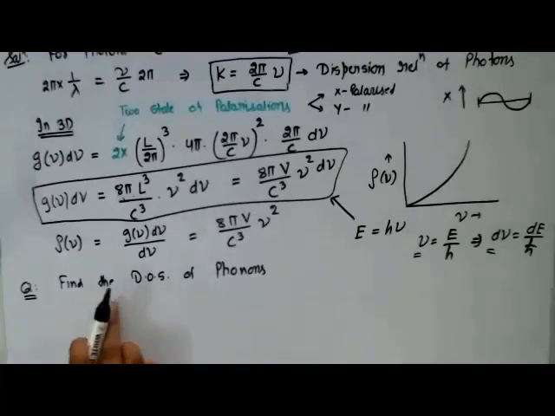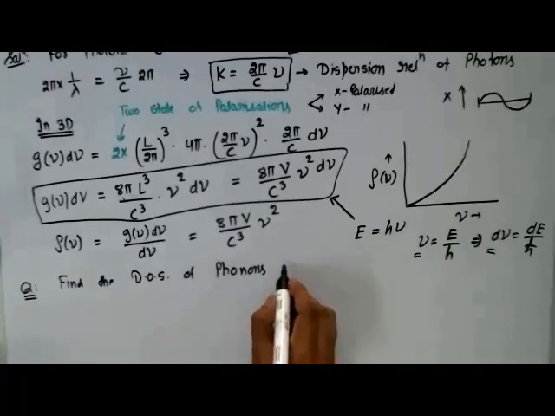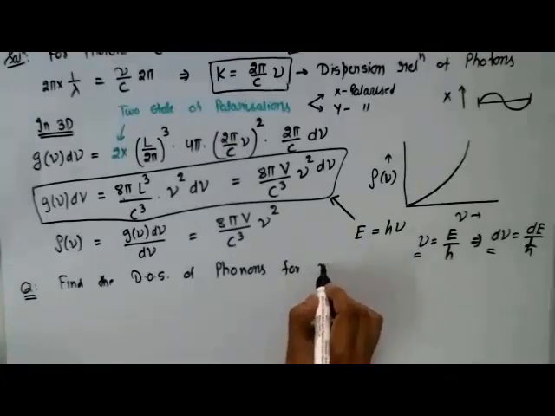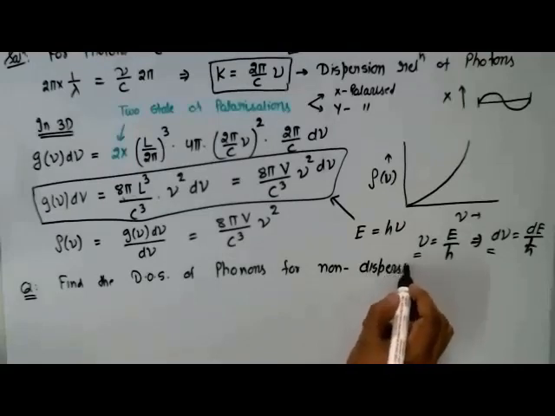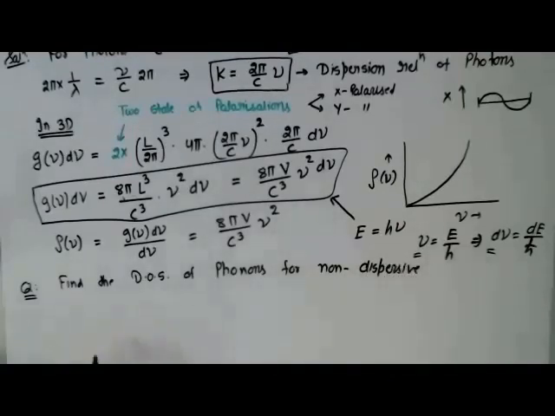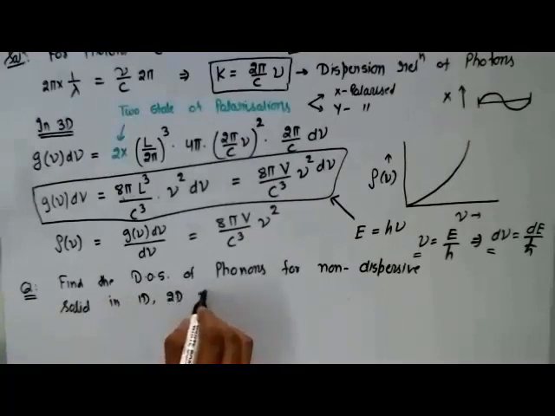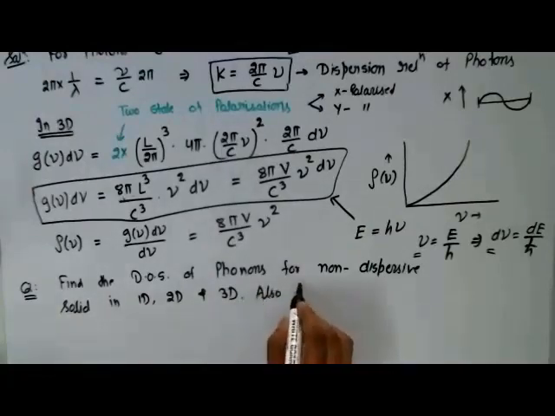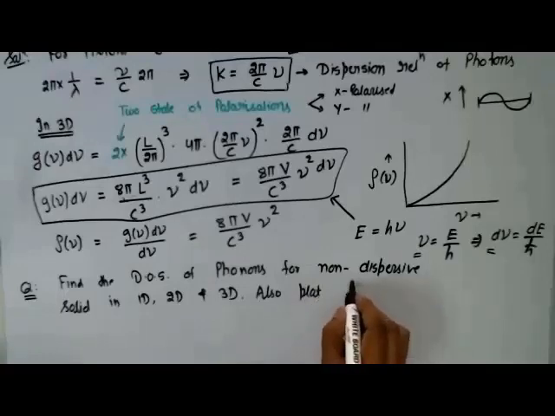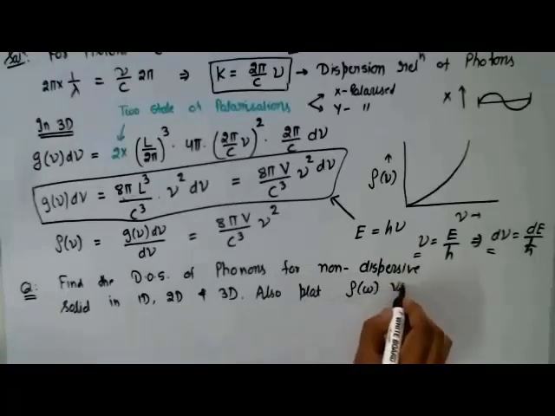Well, I was telling you, find the density of states of phonons for non-dispersive medium. For non-dispersive, let us say solid, in 1D, 2D, and 3D. Also plot rho omega versus omega.